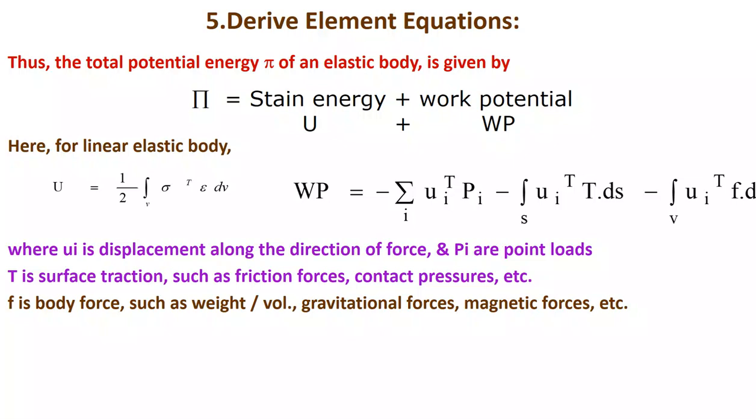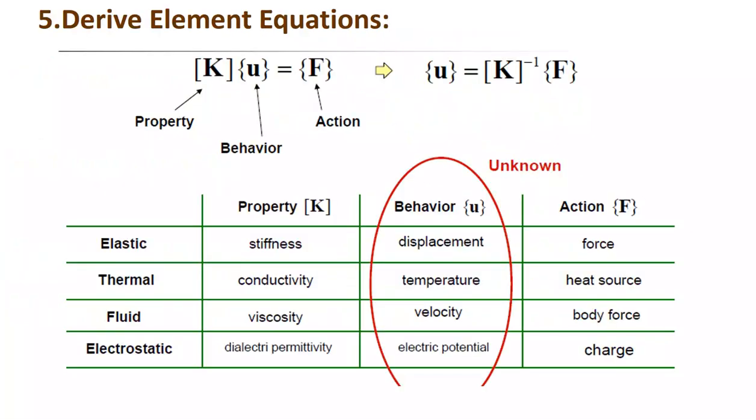Based on this, we can find the work done, where u_i is the displacement, sigma is the stress, epsilon is the strain, P_i is the point load, T is the traction force or friction force, and F is the body force or self weight. Based on that, we can find the equations.